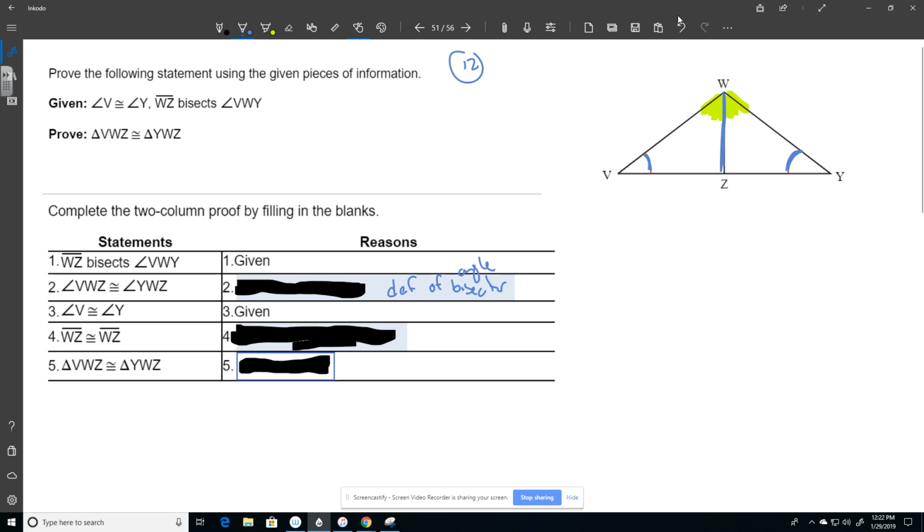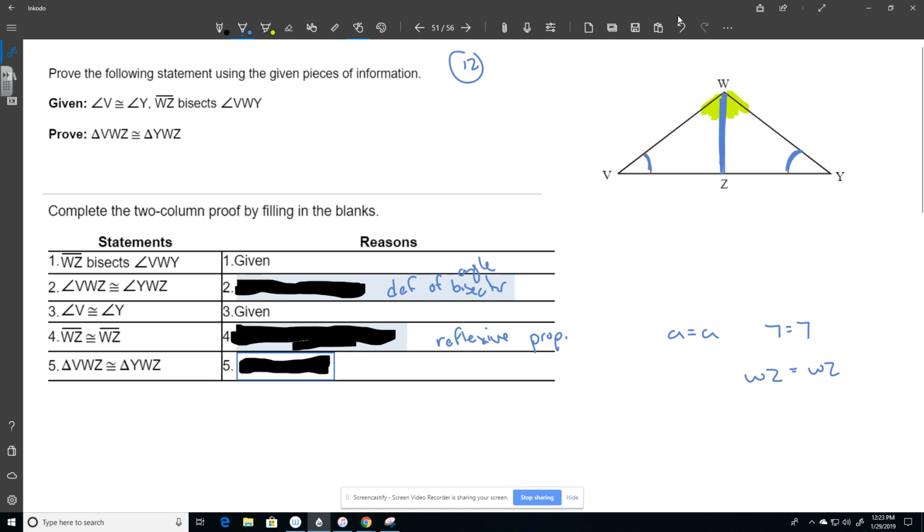And then V and Y are equal to each other because that's given. And then WZ is congruent to WZ. So this line in the middle is congruent to itself because of the reflexive property. Remember, the reflexive property says that A is equal to A, 7 is equal to 7, WZ is equal to WZ. So that's how we know those are congruent.